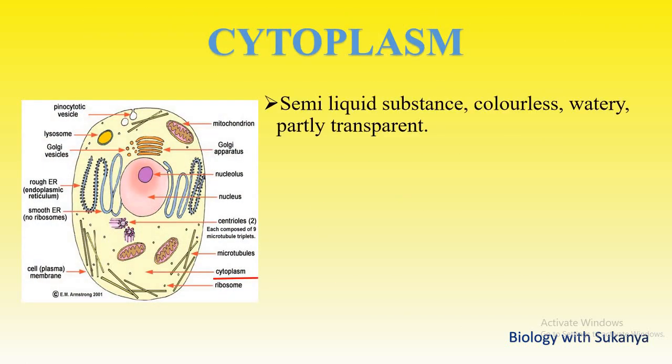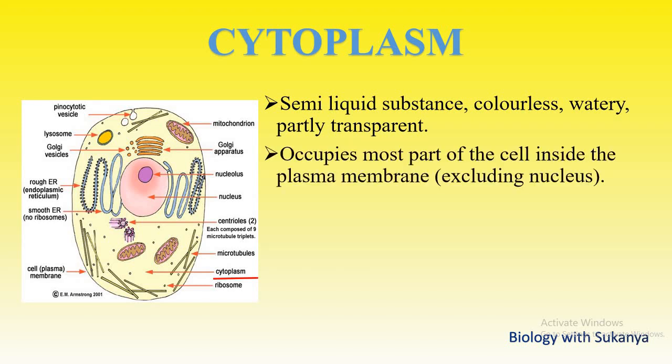Next we come to cytoplasm. The cytoplasm is a semi-liquid substance, colorless, watery, partly transparent. Occupies most part of the cell inside the plasma membrane excluding the nucleus. So the orangish color over here, this is the entire cytoplasm on which these cell organelles are floating, and this is the nucleus over here. Cytoplasm is not present within the nucleus, but in case of all other organelles, the cytoplasm is present and the organelles are floating on this cytoplasm.